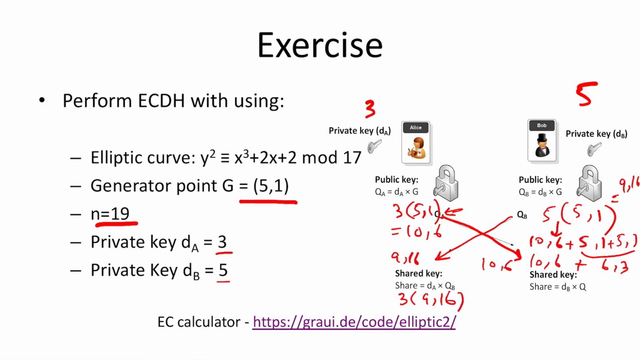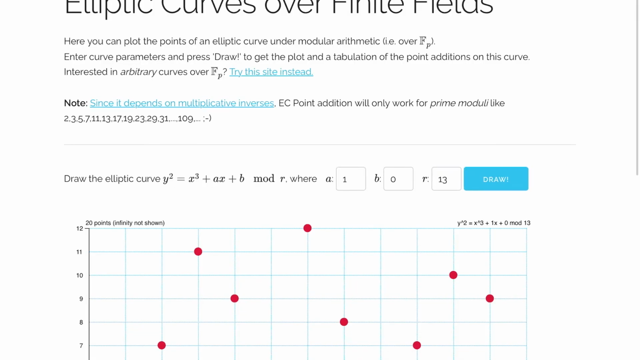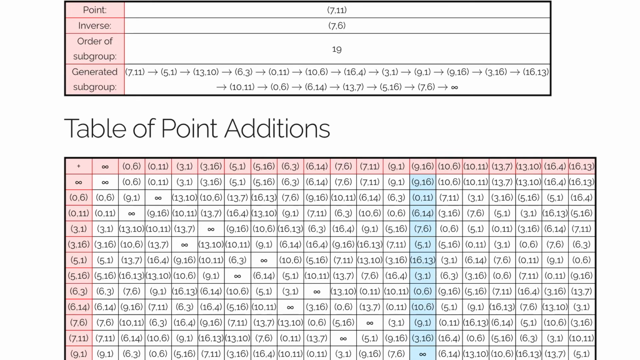So now Alice is going to compute 3 times (9,16), and Bob is going to compute 5 times (10,6). So let's compute (9,16) plus (9,16) plus (9,16) first. So I'm going to choose the row labeled (9,16) as well as the column labeled (9,16). That gives us (7,11).